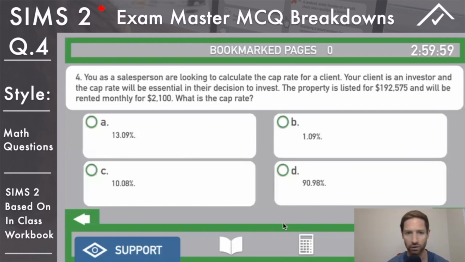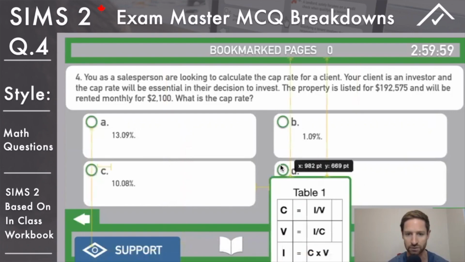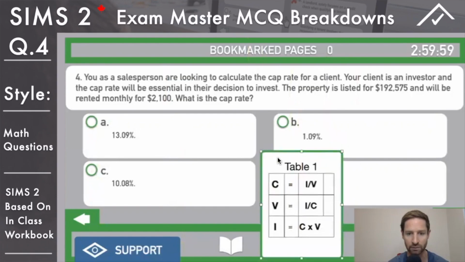Okay, so when you're doing this, you will have a little button here. This is a mock-up, obviously, so I don't have that button, but this will pop up. Your formulas tab will pop up, and you know what you're looking for: C, cap, V, value, I, income. And always note that income is annual operating income. You don't need to memorize these, even though I did.